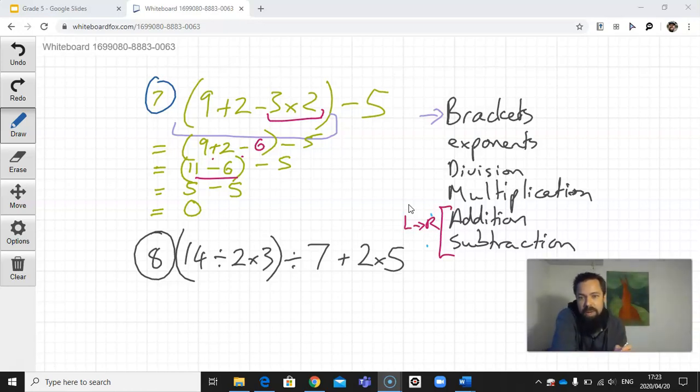If you'd like to attempt number 8 on your own, please pause the video. Otherwise, I'm going to talk you through it. So again, we have a bracket, which is where we're going to start. Inside our bracket, we have division and multiplication. We've got division first, just because of the way we put it, although it wouldn't make a difference. So 14 divided by 2 gives me 7. Everything else is going to stay the same.